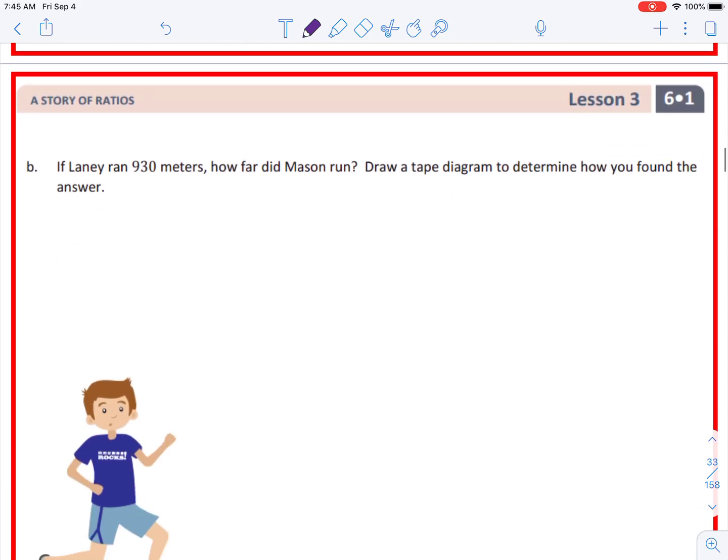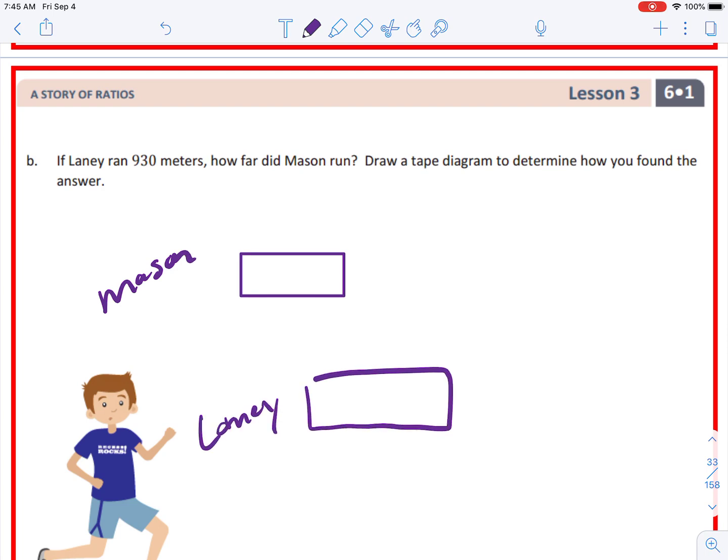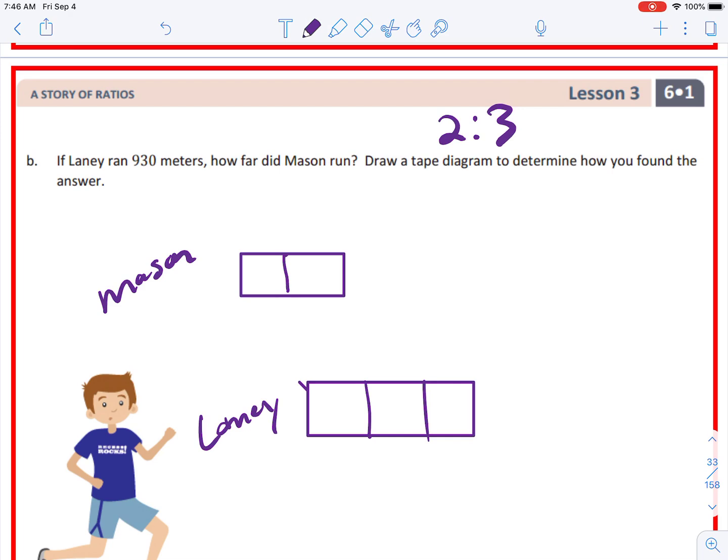Okay, let's move on. Now, this one's a little bit tricky, but I want you to try it on your own. I want you to make a tape diagram. Again, label it Mason and Laney. Mason is 2, Laney's 3, our ratio is 2 to 3. Now, if Laney ran 930 meters, how far did Mason run?